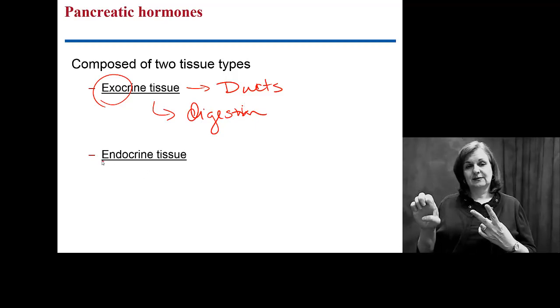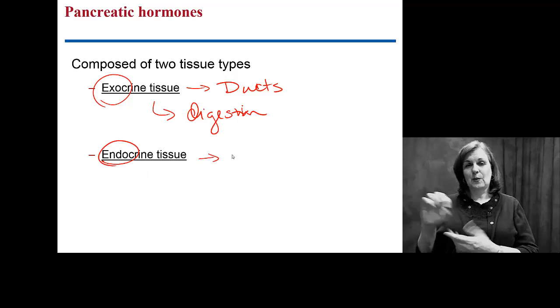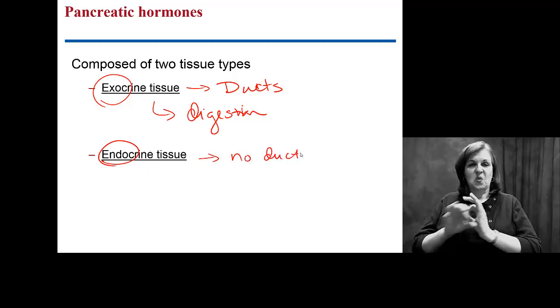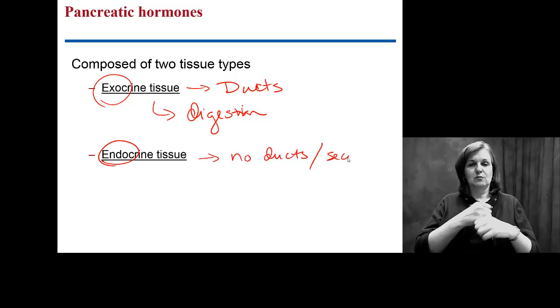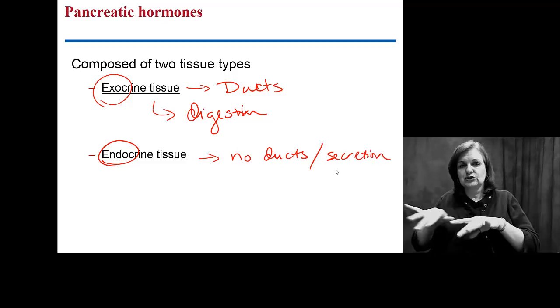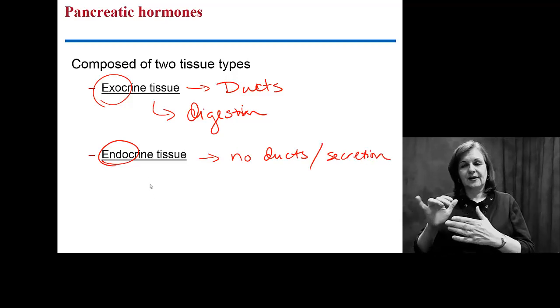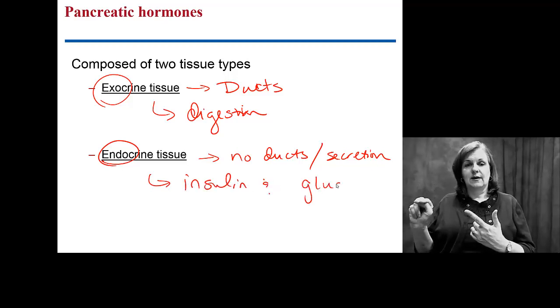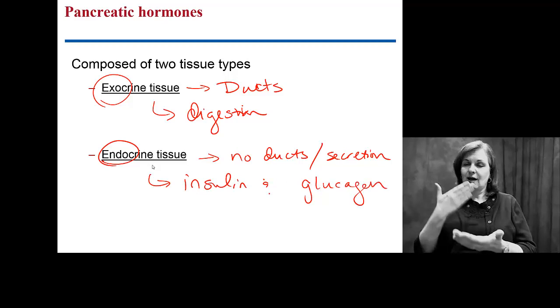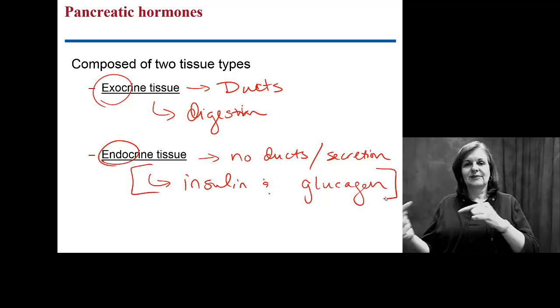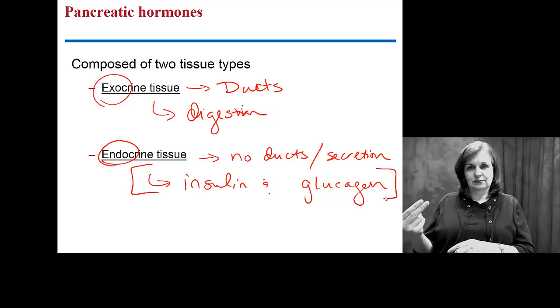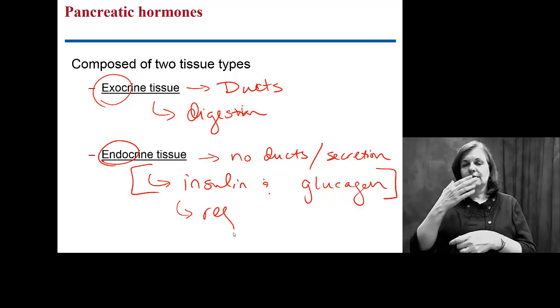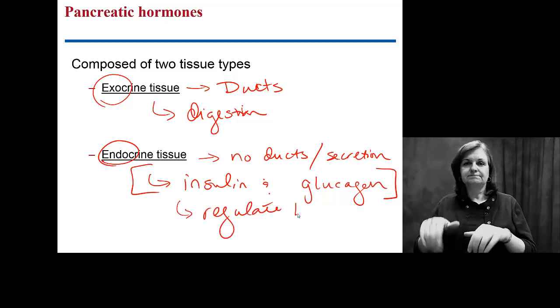The endocrine tissue, so endo is inside, which means there are no ducts. It's simply through secretion only into your bloodstream. And here we look at this associated with the production of insulin and glucagon. Again, another fabulous example of antagonistic hormones, in this case to regulate blood glucose.